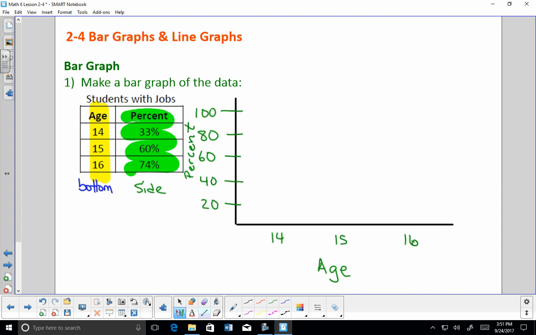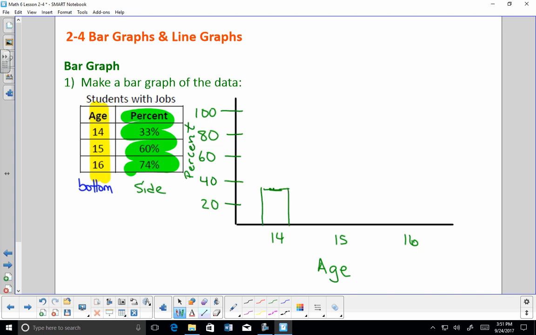Now, obviously, 33% doesn't land on my graph. I have to make a little bit of an educated guess. And that's not unusual. Don't be fooled by that. Don't be scared by that either. It just means that I need to figure out approximately where 33% would be. 30% would be halfway between 20 and 40, so I need to be barely over halfway. So I'll put my pen barely over halfway and I'll draw some. There we go, there's my bar.